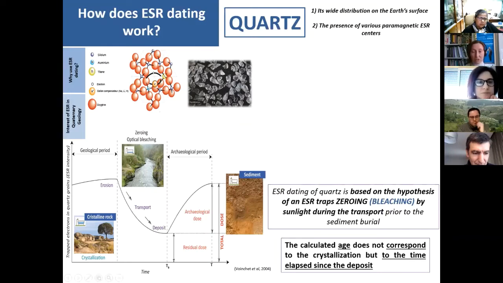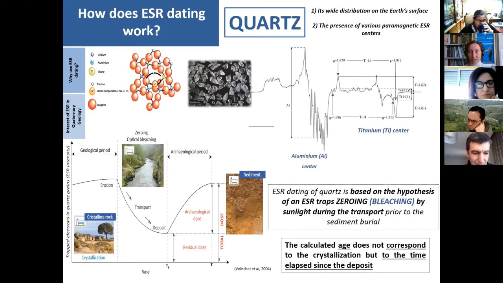And this is the most important part of this dating technique. So we have to keep in mind that the calculated age doesn't correspond to the crystallization, but to the time elapsed since the deposit. Because once the sediment is deposited, the natural radiation starts working again. I mean, the electrons start to be trapped again because they are not in contact with the sunlight. Do you understand? Well, if you have any question later, I will try to explain this part more.